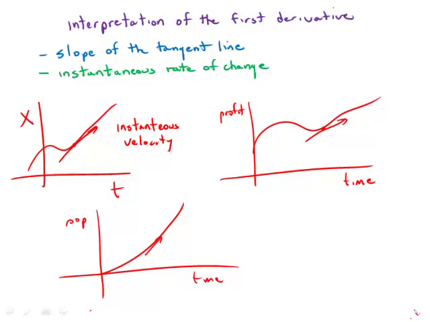And of course, this curve looks like it's curving up, as populations often do. It's a concave up curve. So it looks like what's happening is more individuals are being added at each successive moment in time. So these are some examples of interpretations that we might give in different contexts to the first derivative.